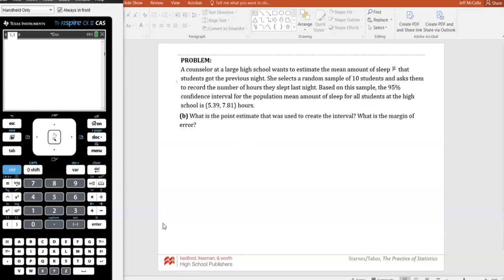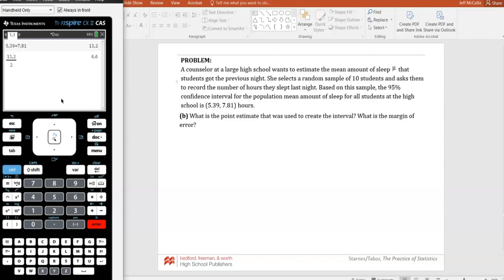What is the point estimate that was used to create this interval? So you might need to get your calculator out at this point. Maybe find the middle: 5.39 plus 7.81, add them up, divide by 2, so we get 6.6. So 6.6 is that point estimator.